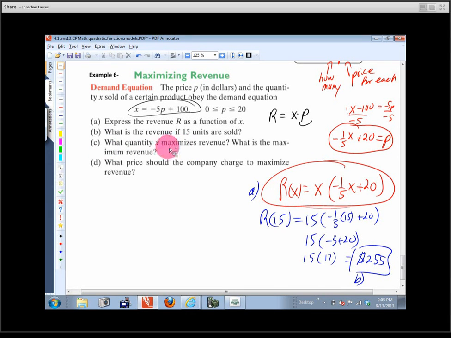What quantity X maximizes the revenue? So when do we have the maximum revenue? How many do we sell to get the maximum revenue? And what is the maximum revenue? We want to find the maximum of the revenue. This entire section is on quadratics. Quadratics are parabolas. Take a good look at this. Does this parabola open up or does it open down? This would be negative 1/5 x squared and then plus 20x, right? Opens down.